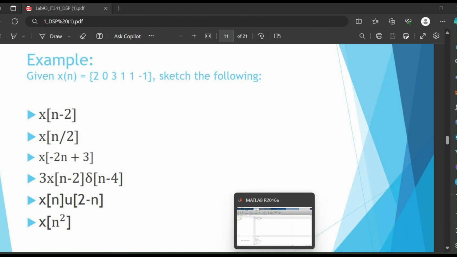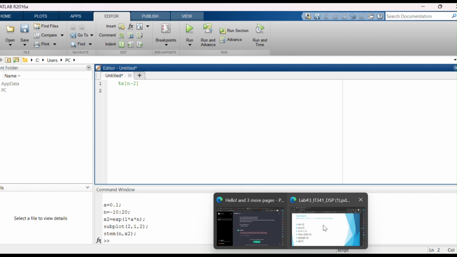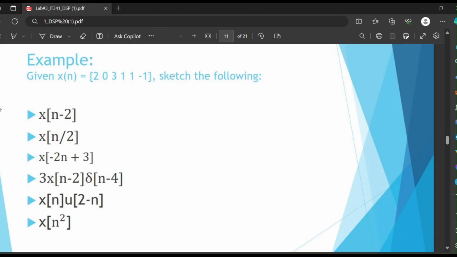So let's start. Those are the examples. We will start with the first one, x of n minus 2.